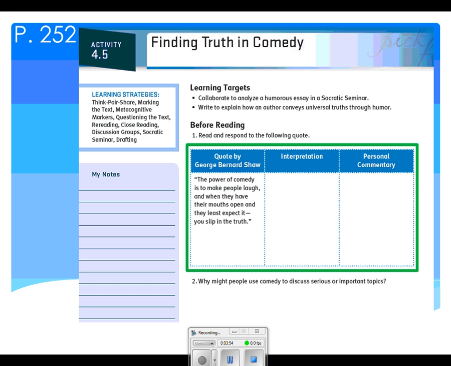All right, below that, we've got step 1. That's got a series of 3 boxes. It tells us to read and respond to a quote. So, Christian, could you read the quote by George Bernard Shaw?